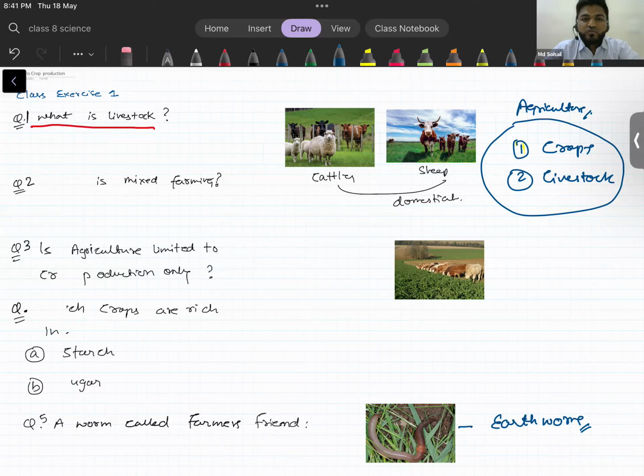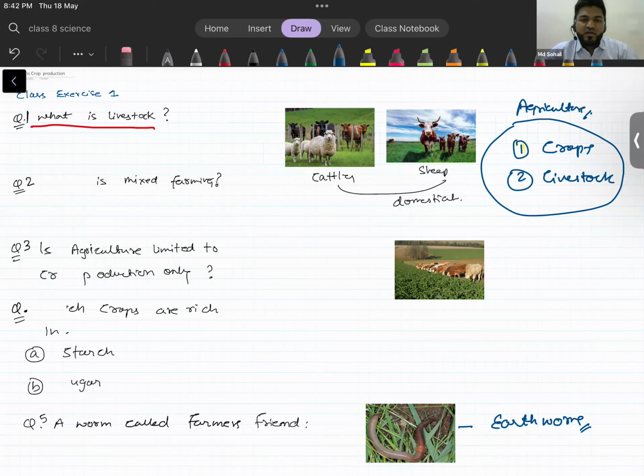Why are earthworms called farmer's friend? Okay, where do they live? They live in the soil. Very good. So when they are living in the soil, it's obvious that they will travel in the soil also. They will move inside the soil also. While they are moving inside the soil, they are actually creating spaces between the soil particles.